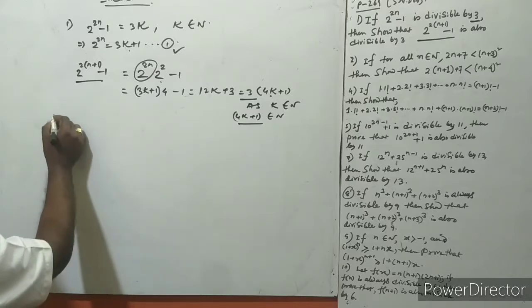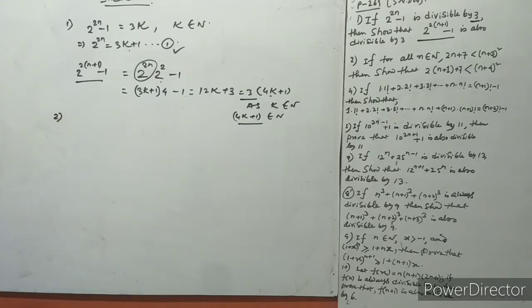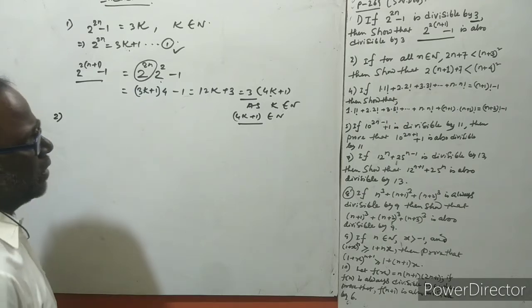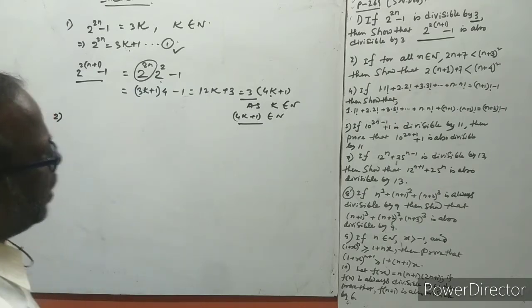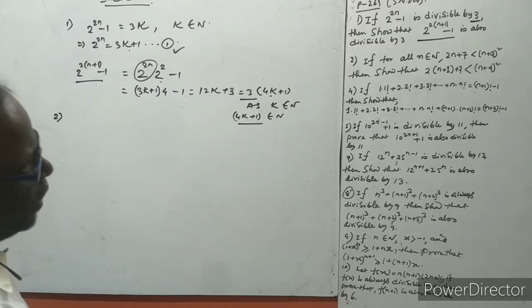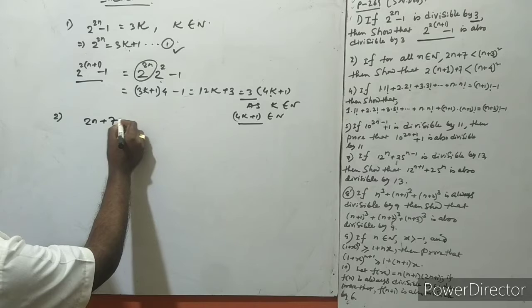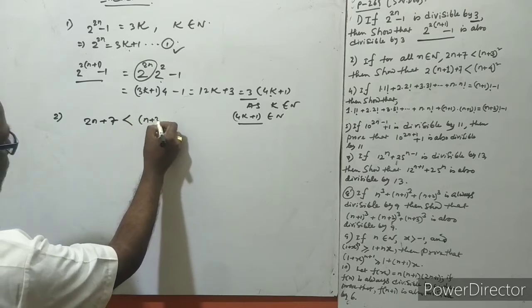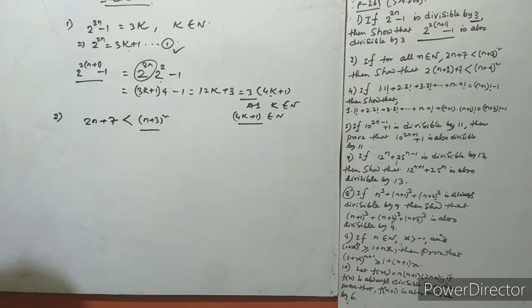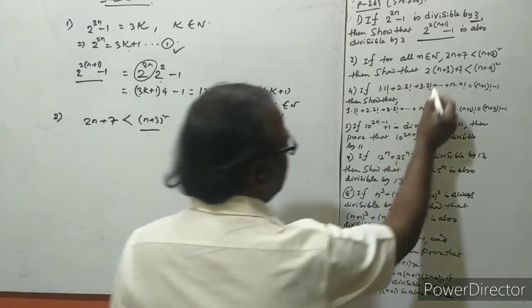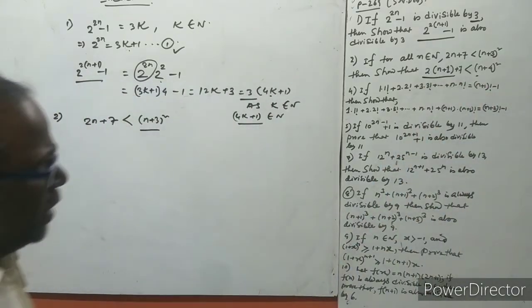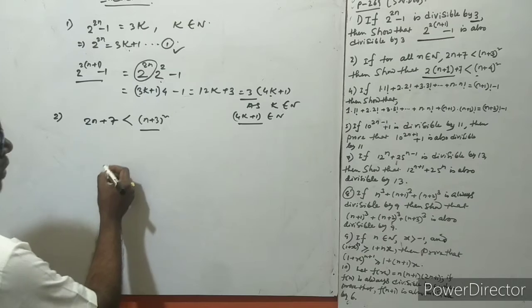And now see, for question number 1, the statement that the given expression is divisible by 3 should also be written here. And for question number 2, given that 2n plus 7 is less than n plus 3 whole square, now show that 2 into n plus 1 plus 7 is less than n plus 4 whole square.